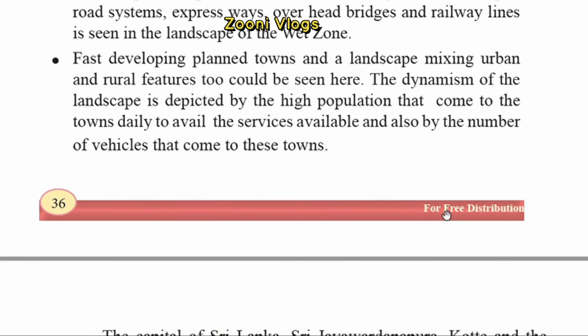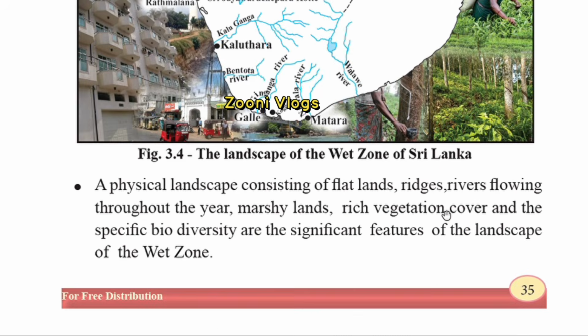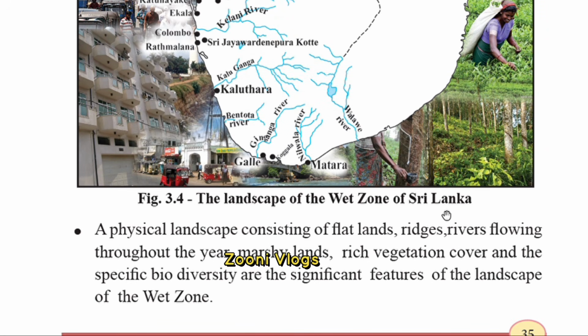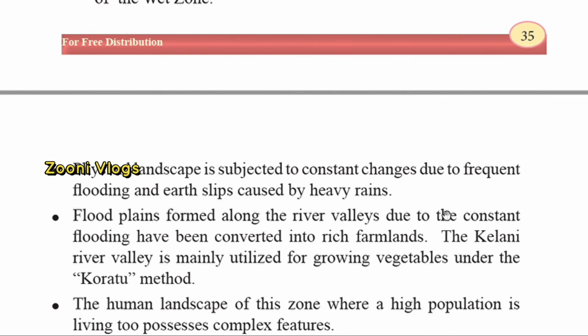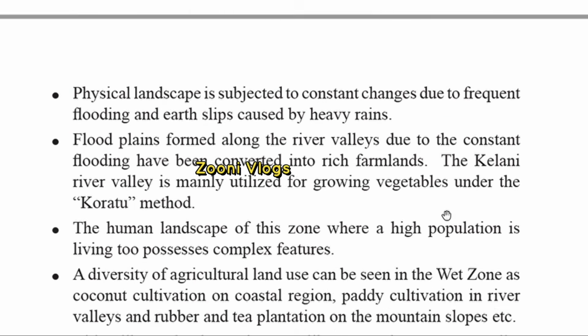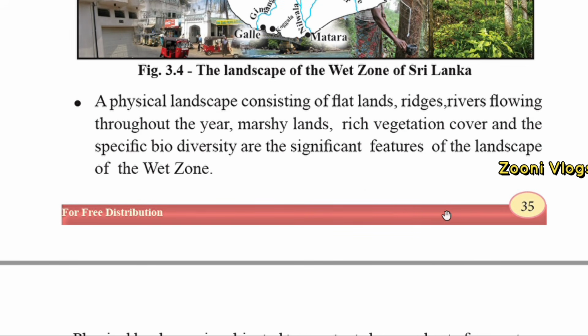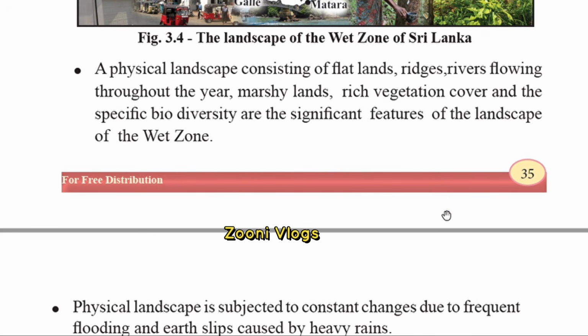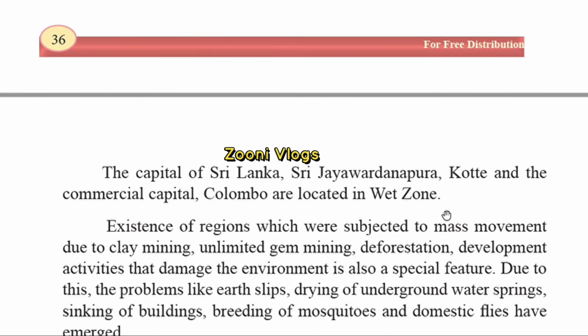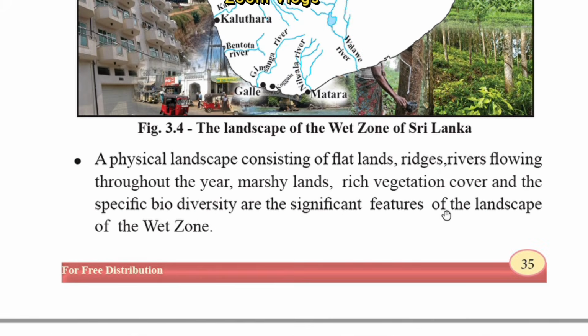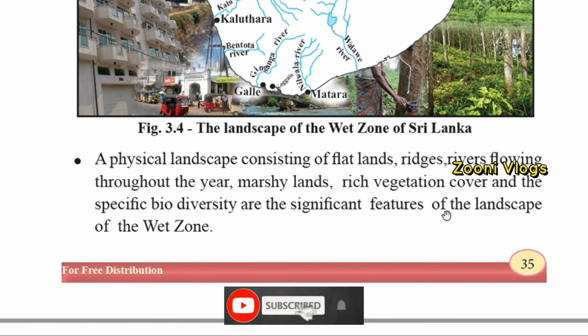Before I finish the lesson, you have to just close your eyes and keep these things in your mind. Today we discussed the hilly region and dry zone, and now we are in the final part of the lesson, the wet zone. Sri Jayawardenepura Kotte, the capital of Sri Lanka, and the commercial capital Colombo are located in the wet zone. Not only that, the physical landscape consists of flatlands.